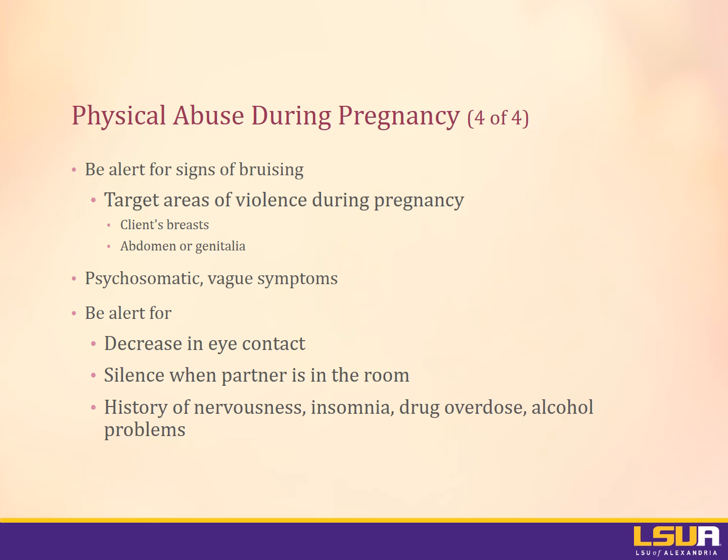Look for any signs of bruising. Target areas are usually the breasts, the abdomen, or even the genitalia. The psychosomatic symptoms are often a little vague because we aren't talking to them for very long at a time, so we may not pick up on those things. Be alert for decreased eye contact, and silence whenever the partner comes in the room. Also note if she has a history of nervousness, insomnia, overdose of drugs, or alcohol problems.